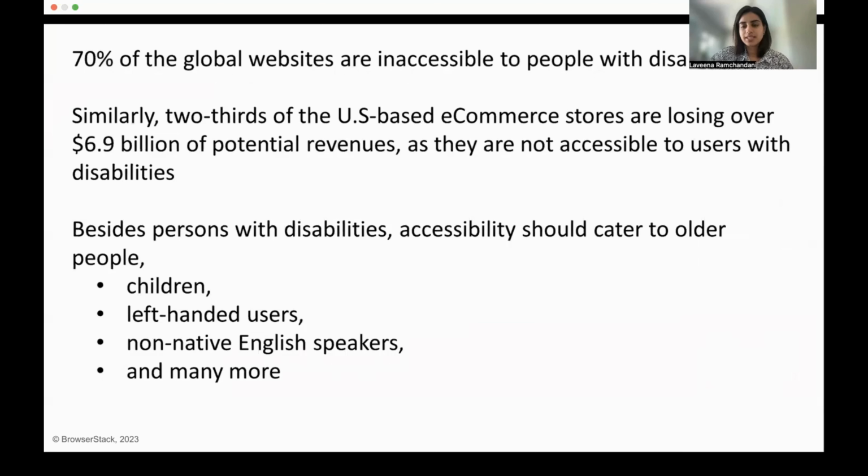So as you can see, 70% of the global websites are inaccessible to people with disabilities, which is a massive percentage, and we obviously want to aim to cut that down. Similarly, two-thirds of the US-based e-commerce stores are losing over 6.9 billion in potential revenue as they are not accessible to users with disabilities. Besides persons with disabilities, accessibility should cater to older people as well, children, left-handed users, non-native English speakers, and many more.